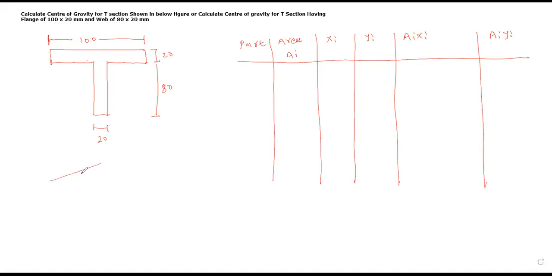Now can I draw schematically a T section like this? Yes or no? Can I call this a T section? Please give me a reply. Okay, so now this horizontal part is known as a flange, and this vertical element is known as a web. Is it clear or not?